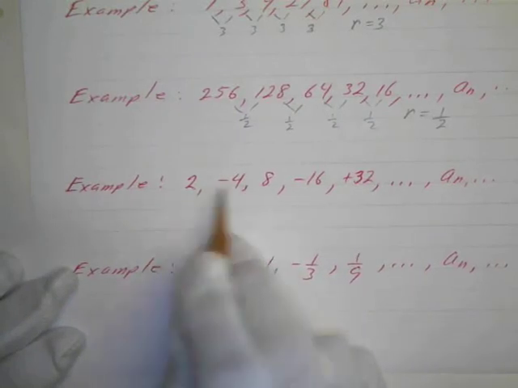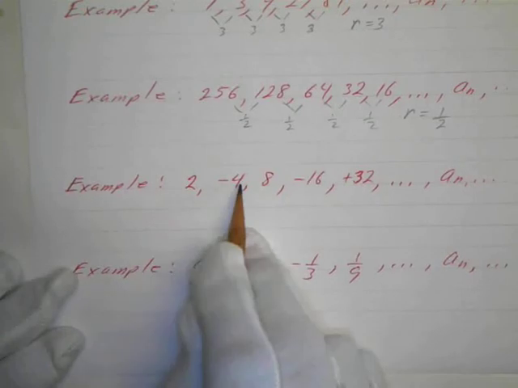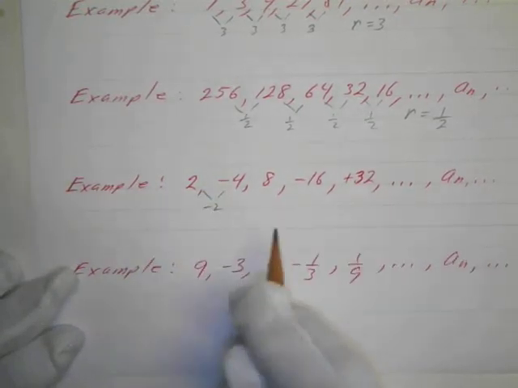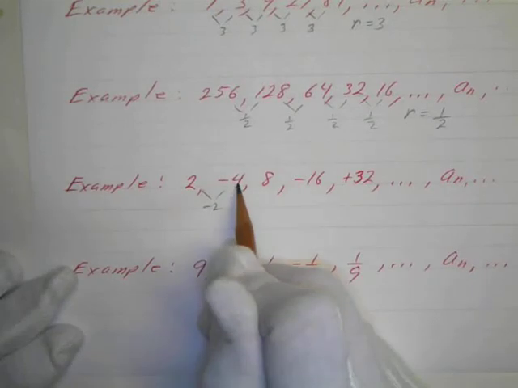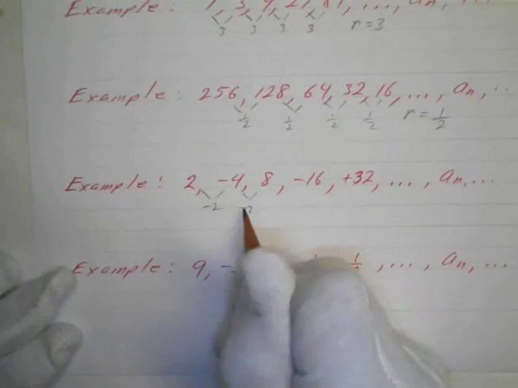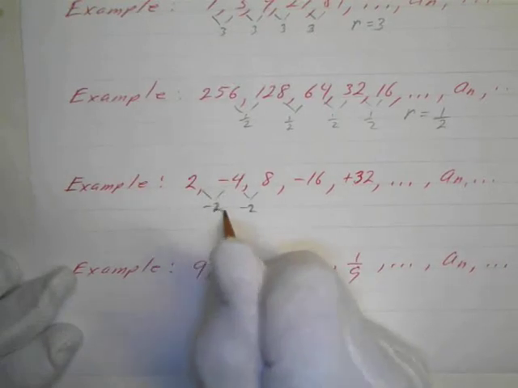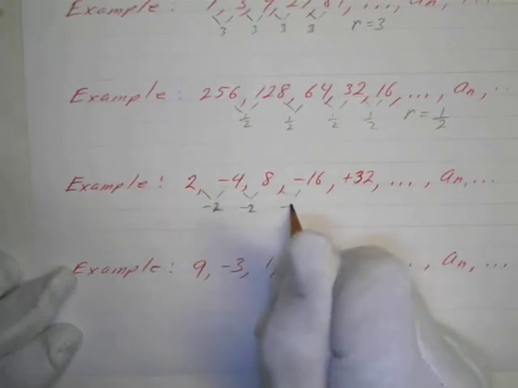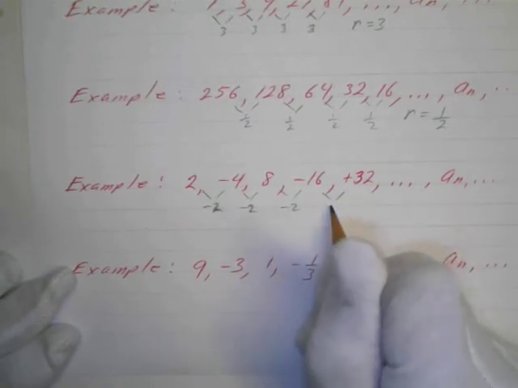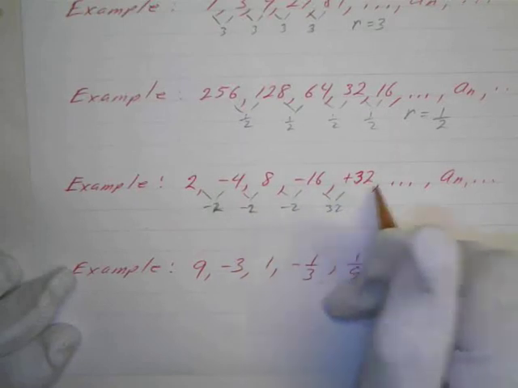Okay, what do I multiply 2 by in order to get -4? Well, I have to multiply it by a negative because it's a positive. So a negative times a positive is a negative, and 2. So it looks like I'm multiplying by -2. Now let's see if that carries out. If I multiply -4 by -2, I get +8. If I multiply +8 by -2, I get -16. If I multiply -16 by -2, I get +32. A negative times a negative is a positive, and 2 times 16 is 32.